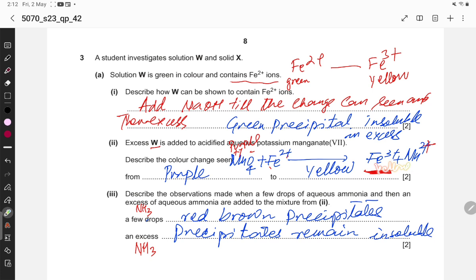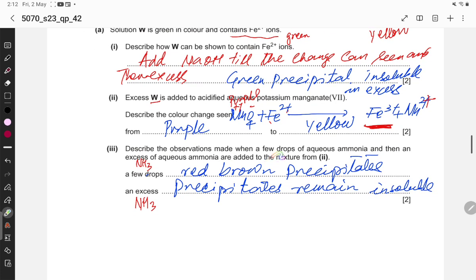Okay. Describe the observation made when a few drops of aqueous ammonia and then excess aqueous ammonia are added to the mixture from 2.